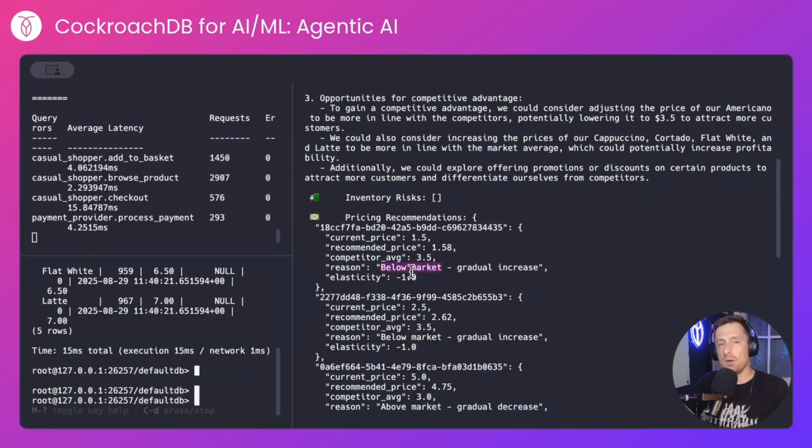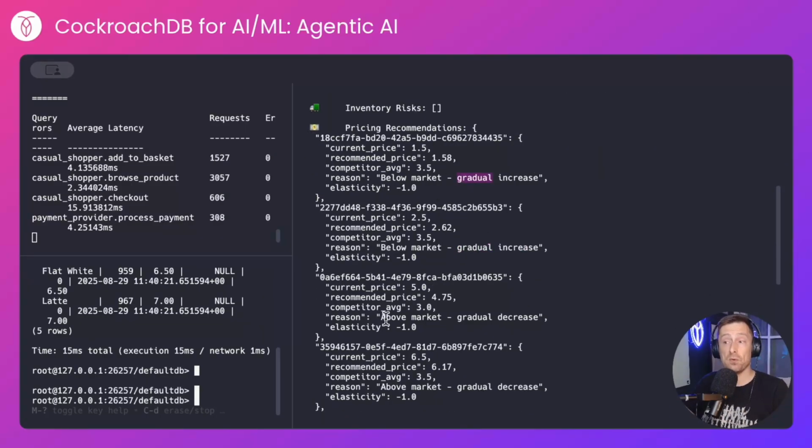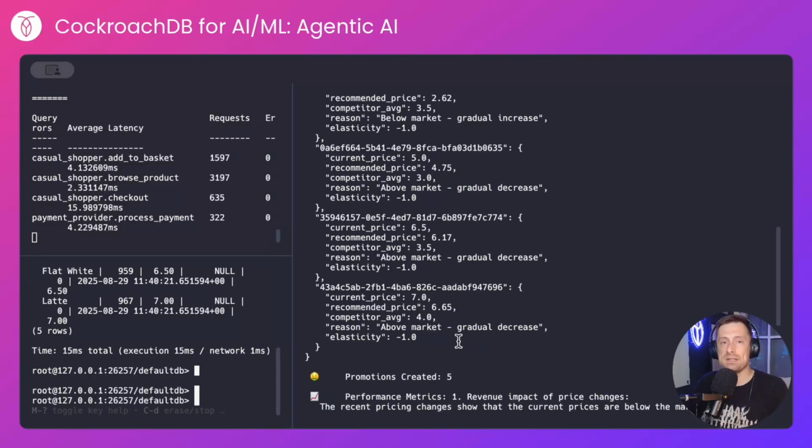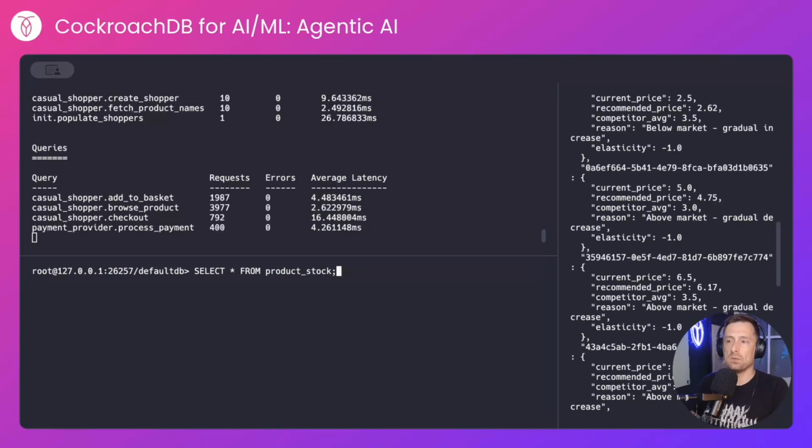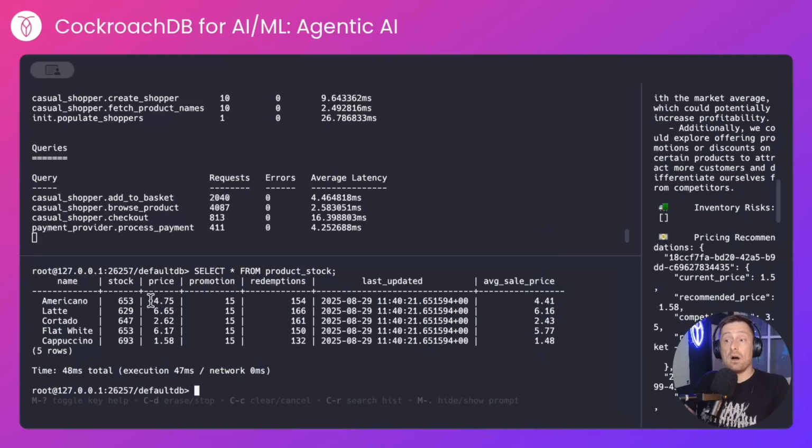Any products that are below the market average, we'll apply a gradual price increase to get us closer to the competitor average. Same for any products that are above market average. We'll introduce a gradual price decrease. And because our stock levels aren't posing a risk to the business at the moment, none of the price strategies here relate to stock. We've created 5 promotions. And if we call our product stock function again, our prices have actually been decremented by the agents. We've introduced a 15% promotion on all of our products that are currently being redeemed by our customers.